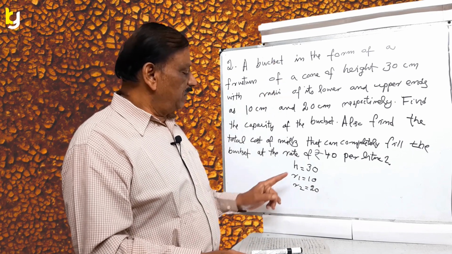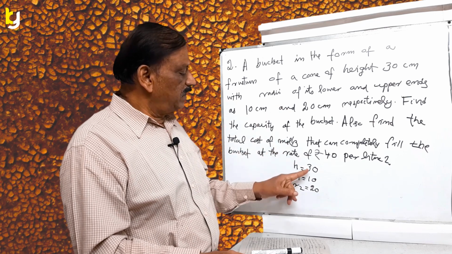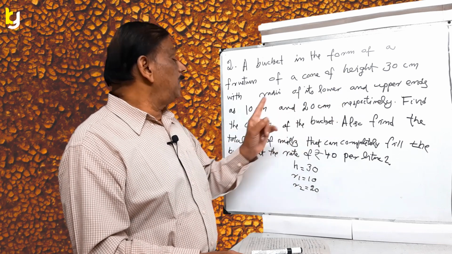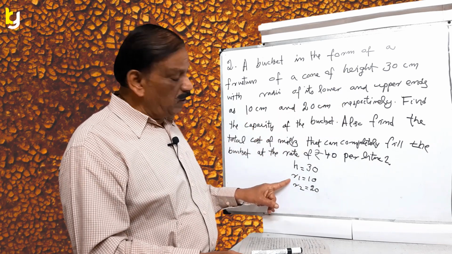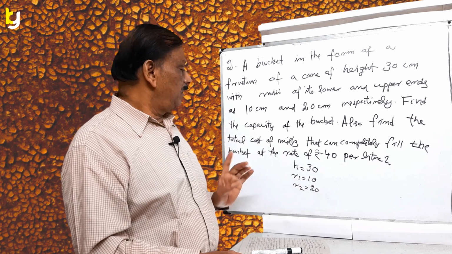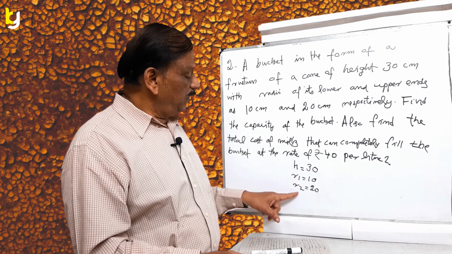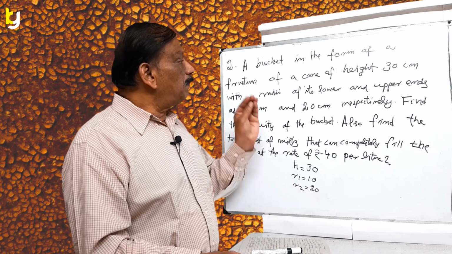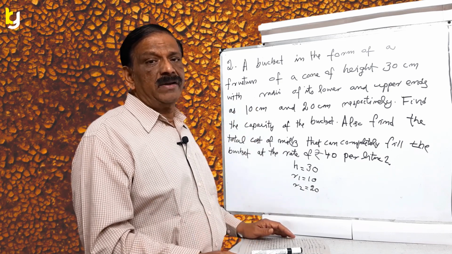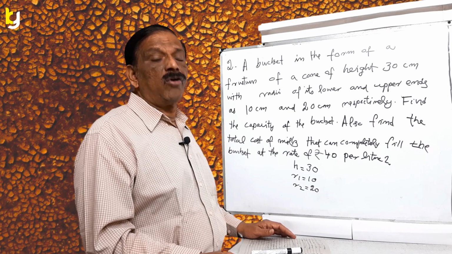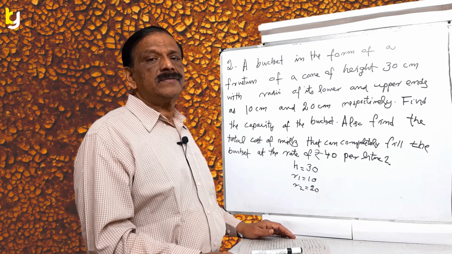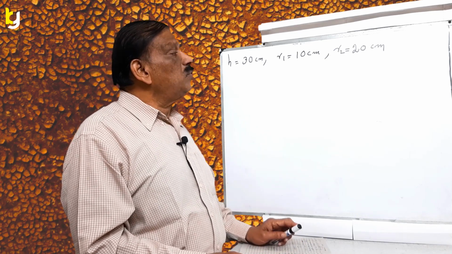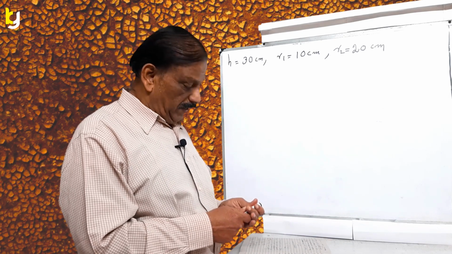See, height is given, that is h. Height of the frustum, h, is equal to 30 centimeter. Then the lower and upper end radii: let R1 be the lower radius, that is equal to 10 centimeter. Then R2, the upper radius, is equal to 20 centimeter. Okay. Then the capacity of the bucket, that is the volume of the bucket, we can find using the formula. See, h equals 30 centimeter, R1 equals 10 centimeter, R2 equals 20 centimeter.